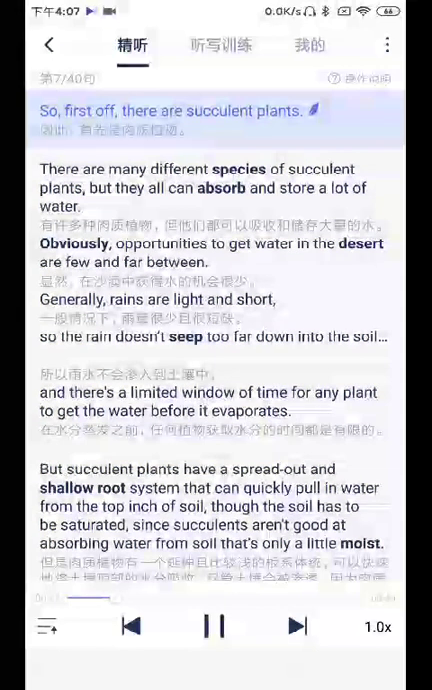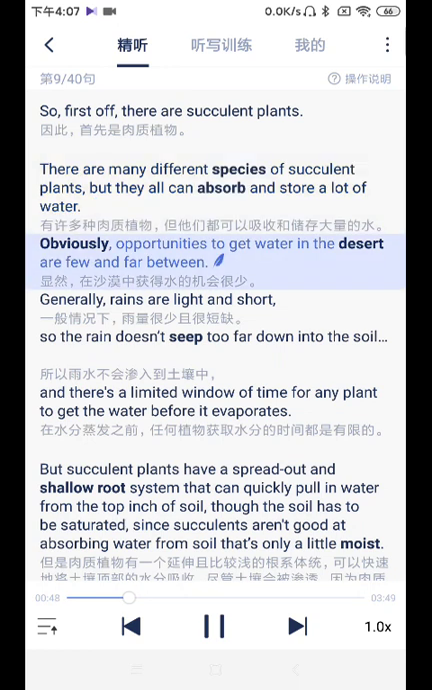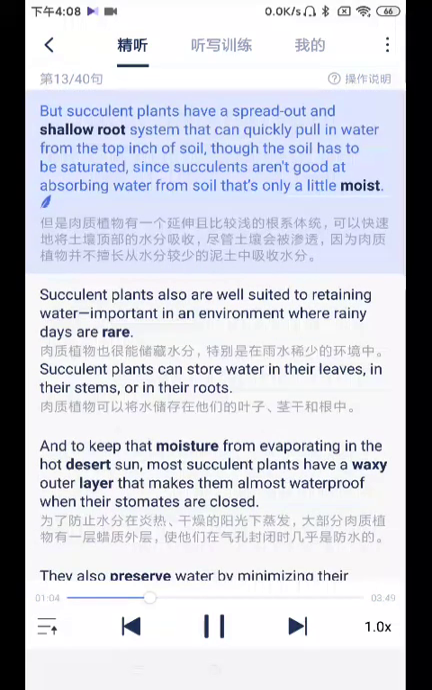So, first off, there are succulent plants. There are many different species of succulent plants, but they all can absorb and store a lot of water. Obviously, opportunities to get water in the desert are few and far between. Generally, rains are light and short, so the rain doesn't seep too far down into the soil, and there's a limited window of time for any plant to get the water before it evaporates. But succulent plants have a spread out and shallow root system that can quickly pull in water from the top inch of soil, though the soil has to be saturated, since succulents aren't good at absorbing water from soil that's only a little moist.